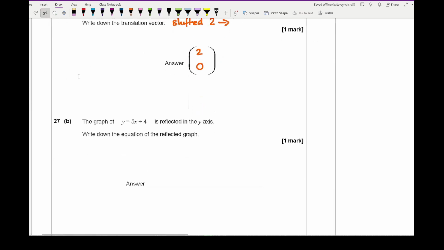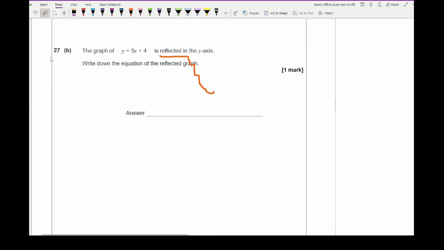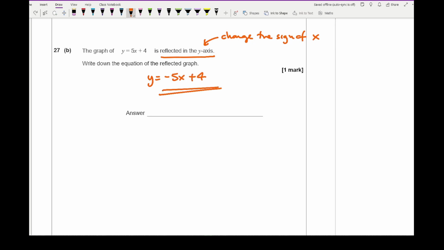Then finally, for the last part, it says the graph of y equals 5x plus 4 is reflected in the y-axis. Write down the equation of the reflected graph. To reflect in the y-axis, what we need to do is basically change the sign of x. So that becomes y equals minus 5x plus 4, and there is my answer. Or you could write y equals 5 times minus x plus 4, which gives the exact same answer, and for one single mark they will accept it.